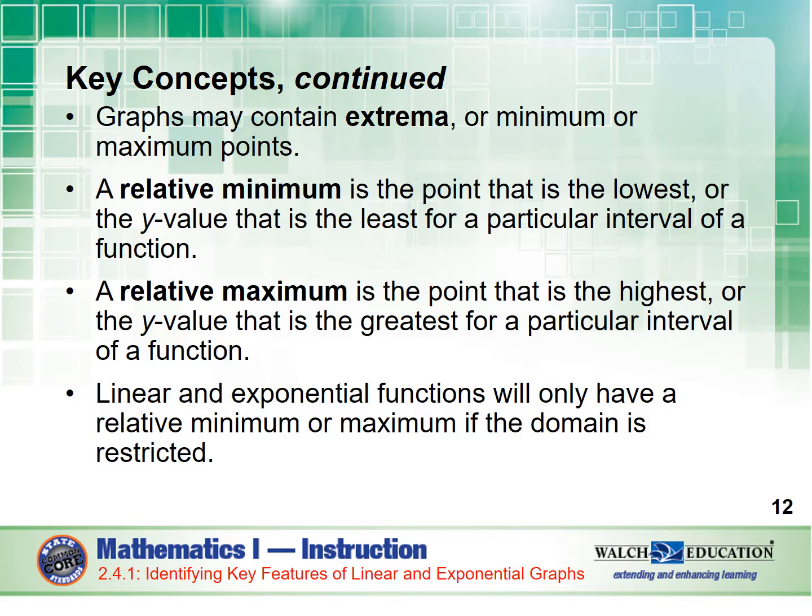Okay, so graphs may contain something called extrema, or minimum or maximum points. A relative minimum is the point where it's at its lowest, or the y value is the least, and the relative maximum is when it's at its highest, or the y value is greatest. So both linear and exponential functions will only have a relative minimum or maximum if the domain is restricted. That means if the graph doesn't go on forever.